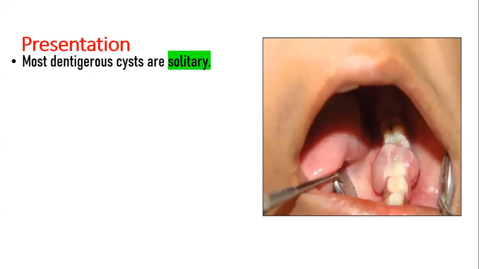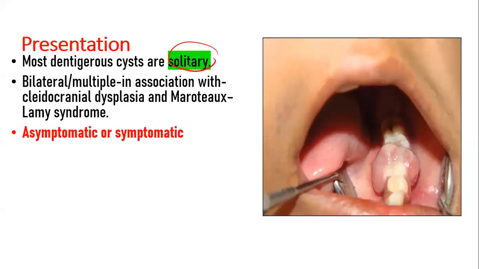In its presentation, most dentigerous cysts are solitary. They may be bilateral or multiple, usually asymptomatic. Okay, so let me show you this diagram. Here you have a unilateral dentigerous cyst in relation to 34 and 35, right? Bilateral cysts are associated with two syndromes, which are cleidocranial dysplasia and Maroteaux-Lamy syndrome.